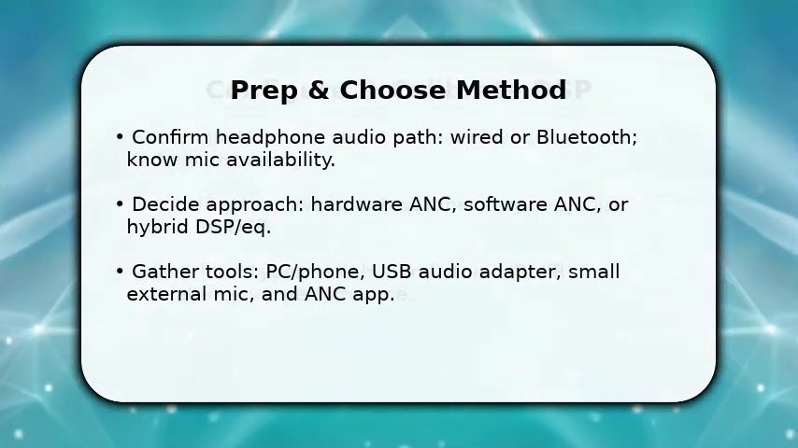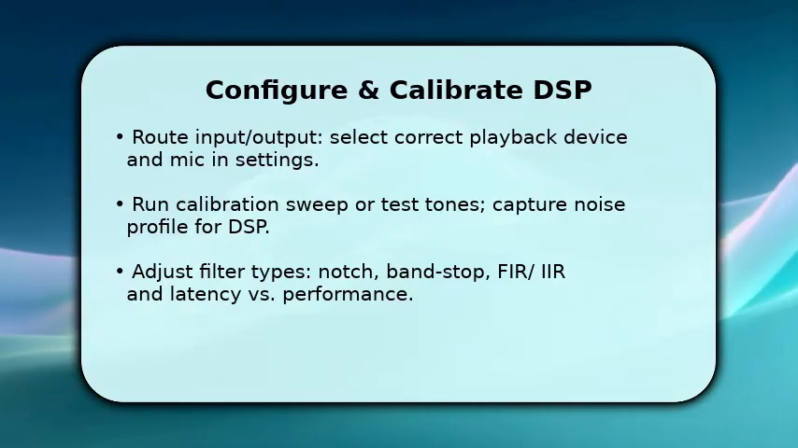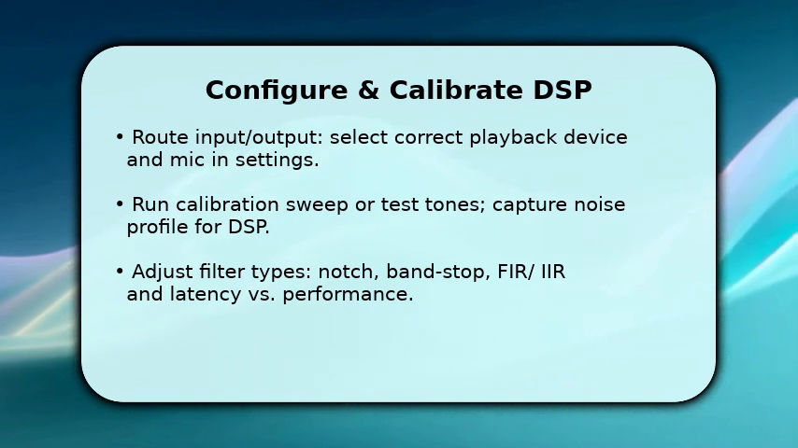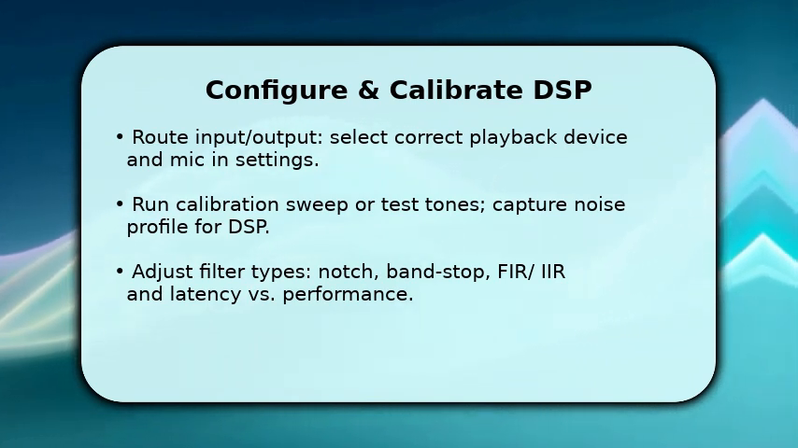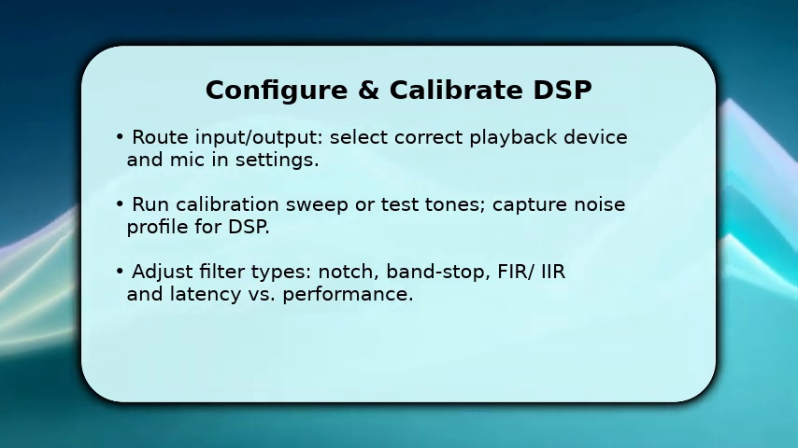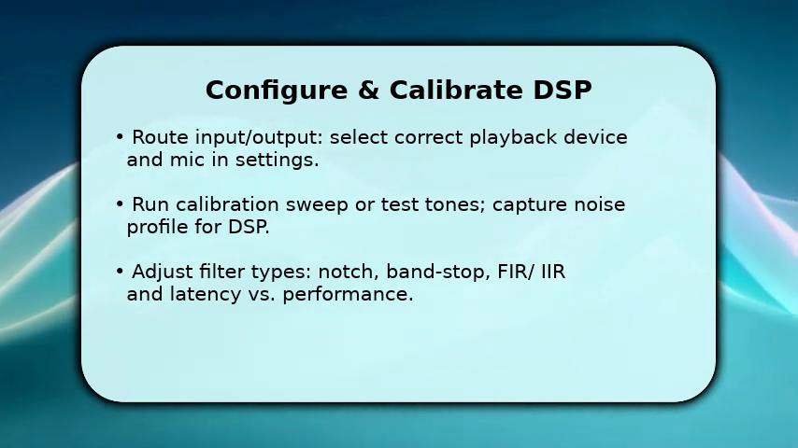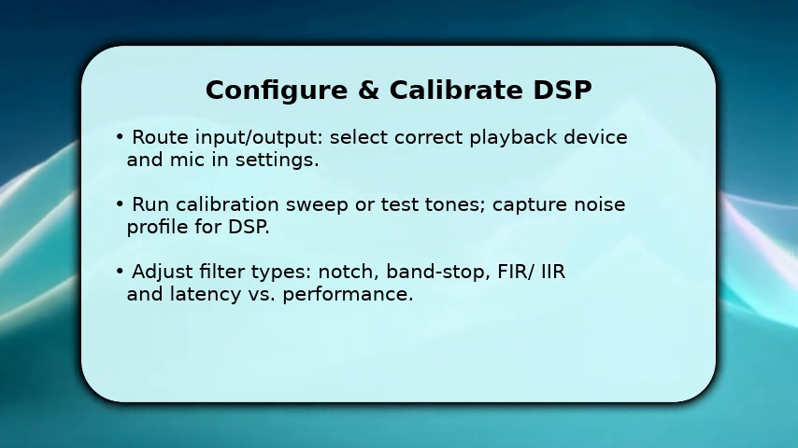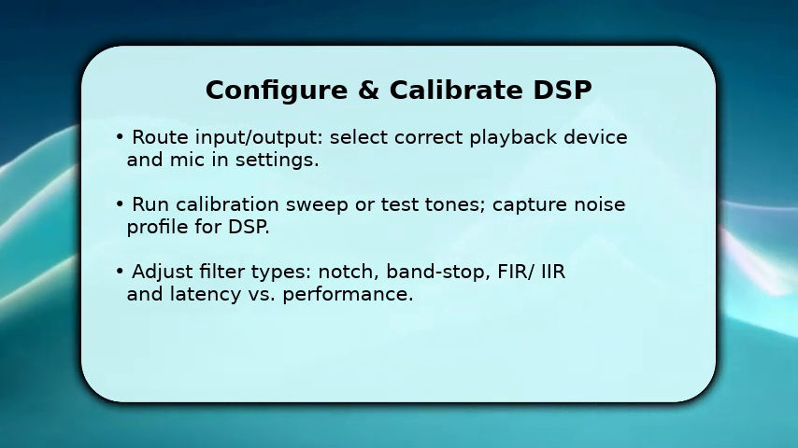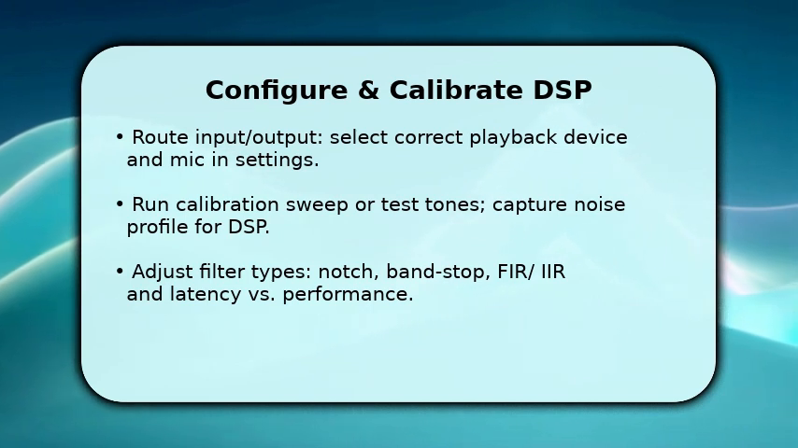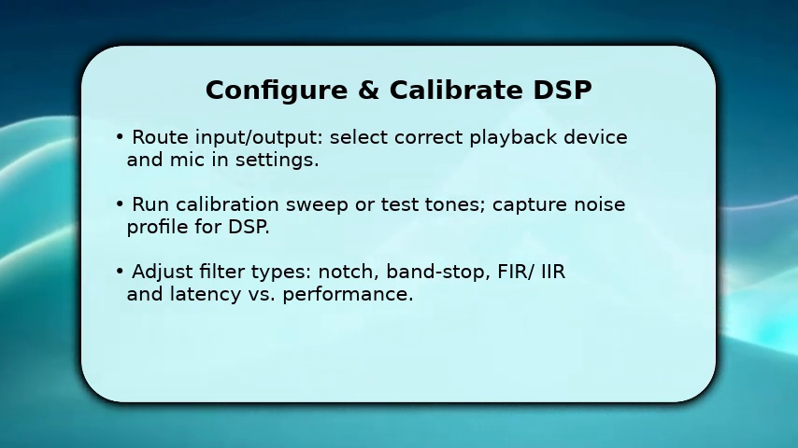Now you configure device routing and capture a noise profile so the DSP can subtract unwanted sound. Select the correct playback device and mic in your OS or app, then run a calibration sweep or record ambient noise while moving the mic around. Once you have a sample, apply filters. Start with a few notch and bandstop filters for persistent hums, then refine with FIR or IIR equalization.